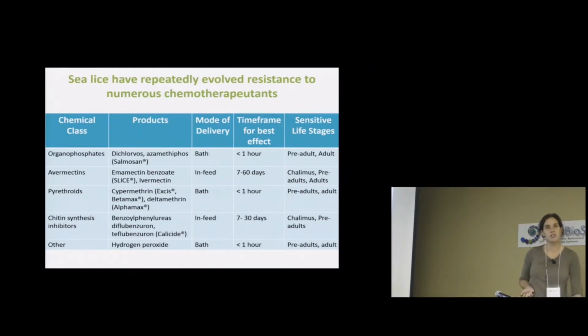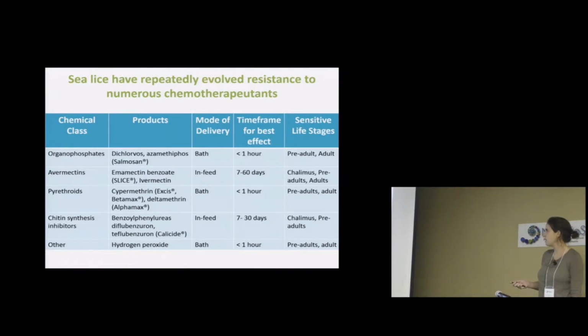A number of chemicals are used to control sea lice, and resistance to every chemical that has been used has been found in at least one population. So we see a lot of evolution of resistance, and in many cases this is quite rapid, occurring in less than 8 years after these chemicals are in use.